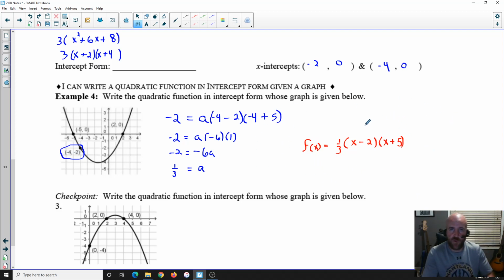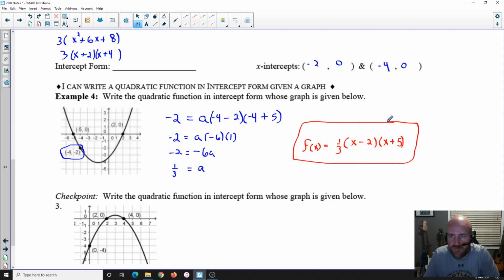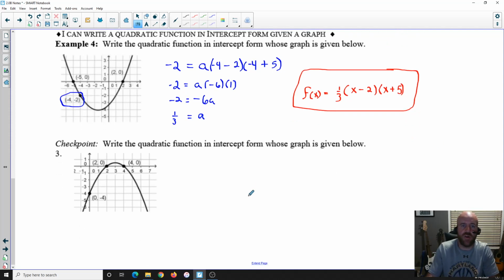Sometimes they would ask for it in standard form, so you're going to have to go further and multiply this all together. But this is the most important thing out of all of this, is finding the a value, knowing where to plug things in, and getting a final answer of a function. So go ahead and pause and try the checkpoint, see if we can get that.